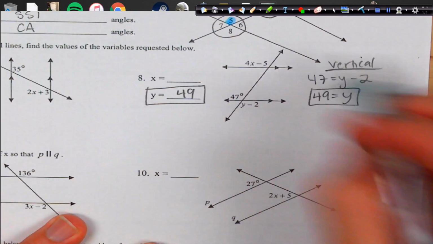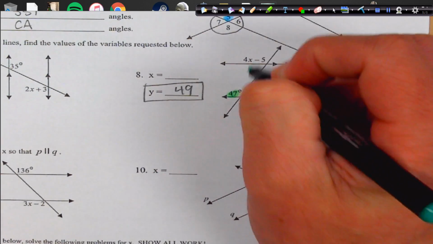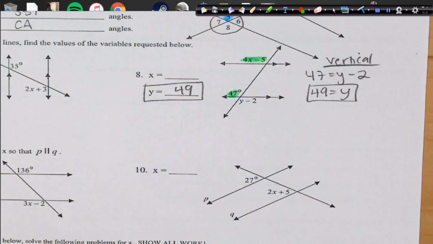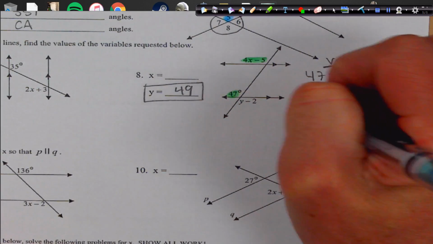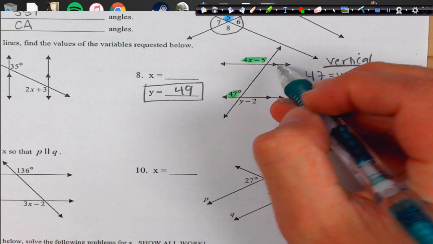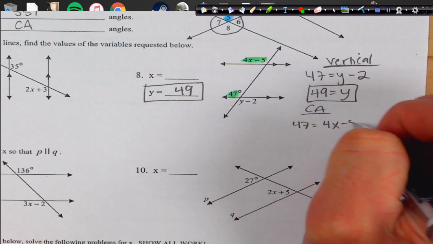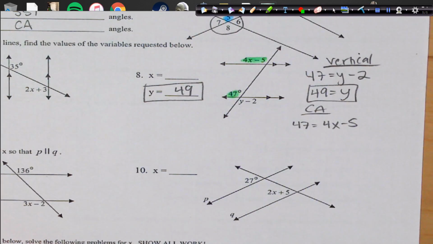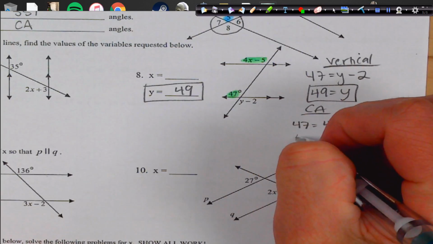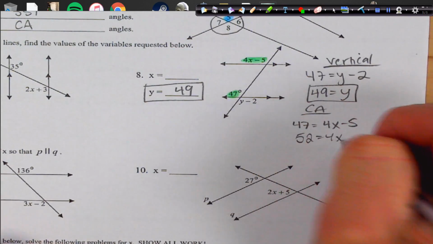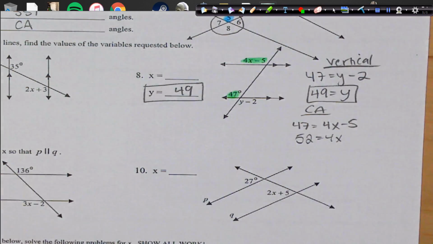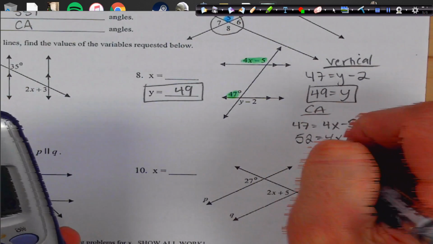And then we see that 47 and 4x minus 15, those are corresponding angles. So we can set up an equation for corresponding angles. Again, they're on parallel, so we can set them equal to each other. Corresponding angles are congruent when we have parallel lines. Add 5 over, we get 52. And then divide by 4. I just want to make sure I'm doing my numbers right. Always got to check. And we get x equals 13.